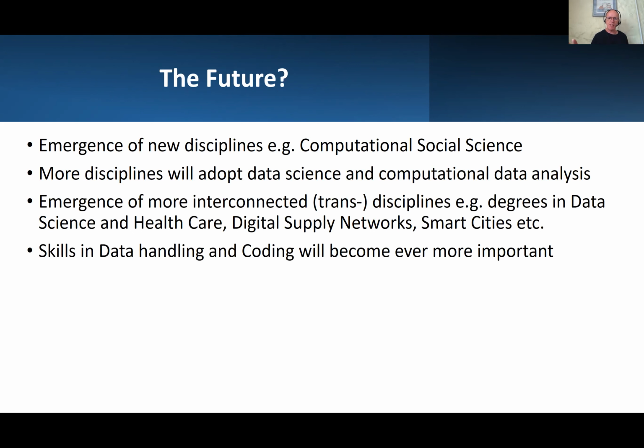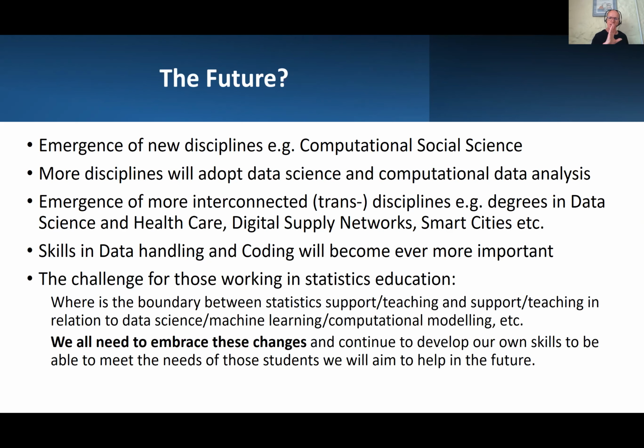So data handling skills, coding skills as well, I think it's worth mentioning, are going to become ever more important. So I think that's challenges for us, not just as statistics support staff, but statistics teachers in general. We're going to have to work out where that boundary is in terms of what is stat support and what is data science, machine learning, computational modeling. Which bits of all this are we going to teach and support, and which bits do we feel that we aren't best placed to do?